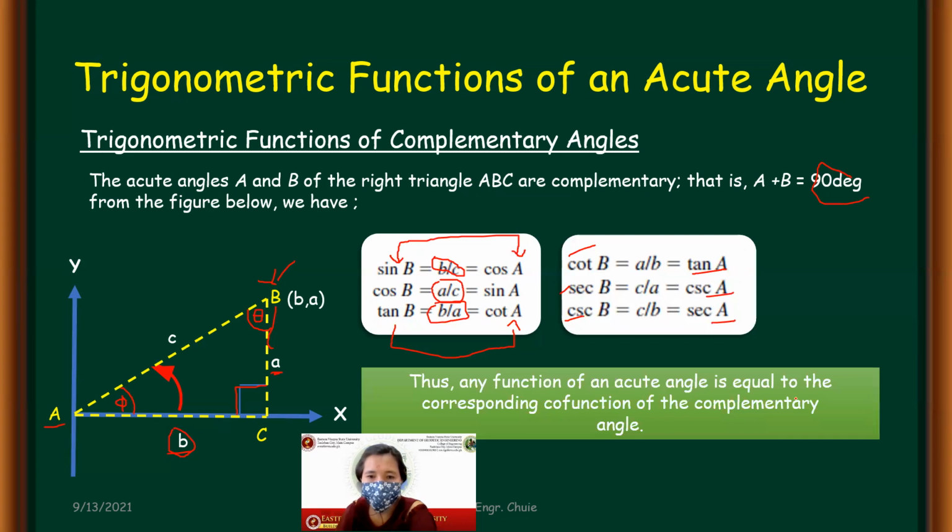Okay? So that's in any function of an acute angle. We have here, the function of an acute angle is equal to the corresponding cofunction of the complementary angle. So what do you mean by complementary angle? These two angles, the sum is equal to 90 degrees. So when you say complementary, two angles, if you take the sum of the two angles, that is equivalent to 90 degrees. Okay.